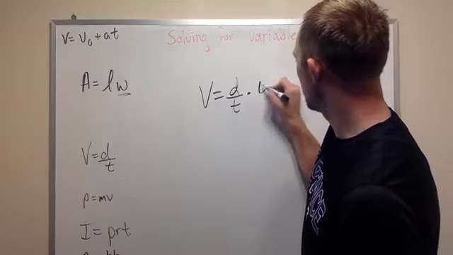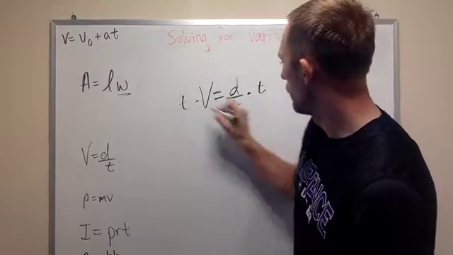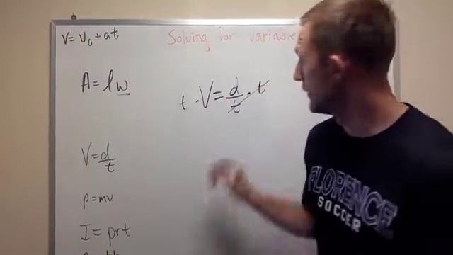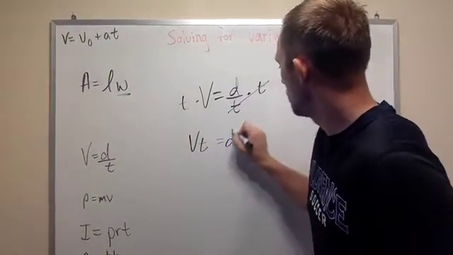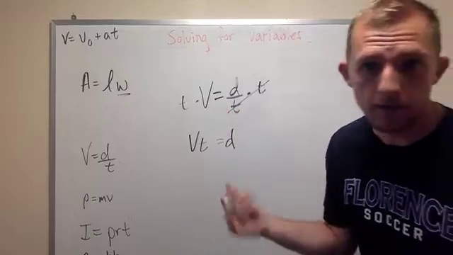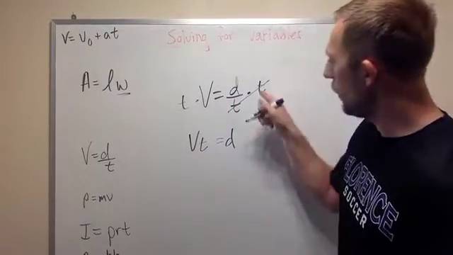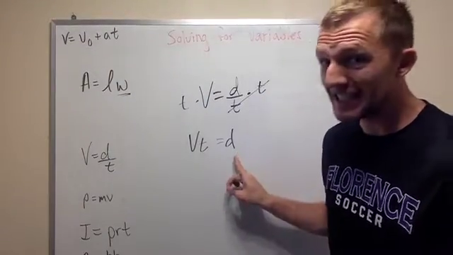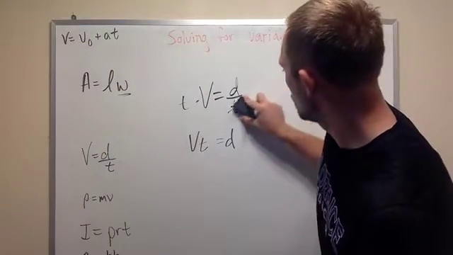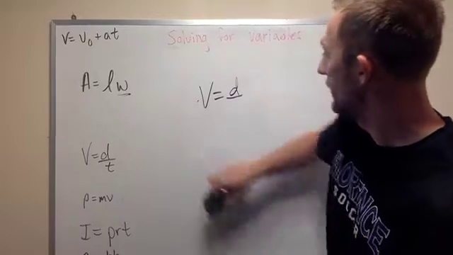So if you multiply it times T on both sides, that cancels, right? So it would be VT equals D, or TV equals D, right? There you go. And that's your answer if you wanted to solve for D. But what if I wanted to solve for T?